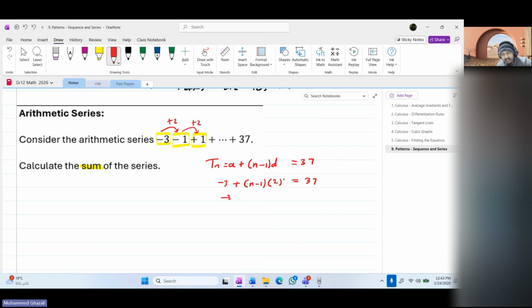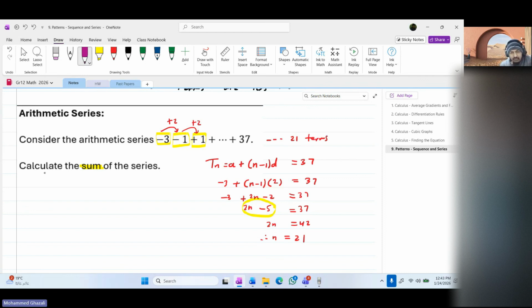Now we have -3 plus 2n minus 2 is equal to 37. Now 2n minus 5 is equal to 37. Remember, this is your Tn formula. Take the -5 over, we will get 42. So therefore, n is equal to 21. So now we know that there are 21 terms, right?